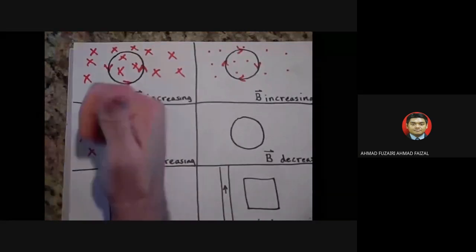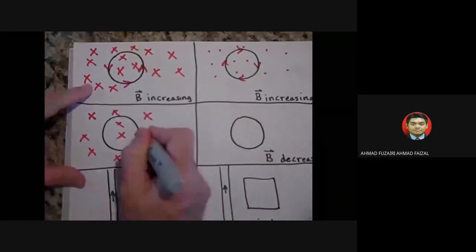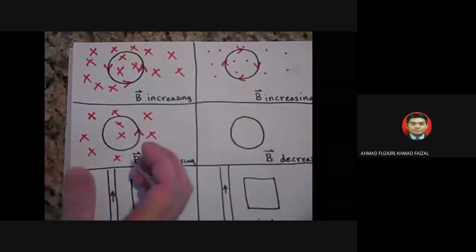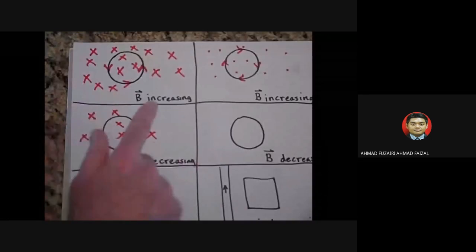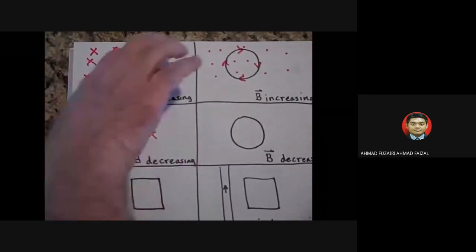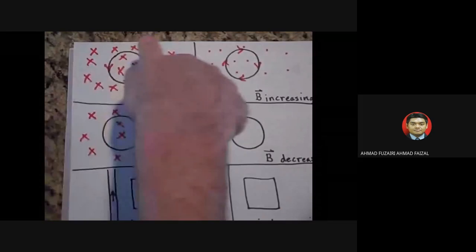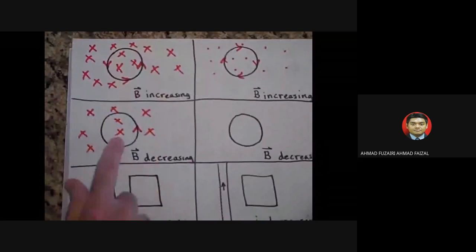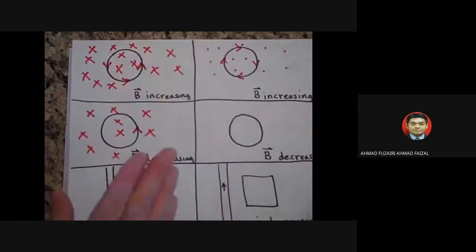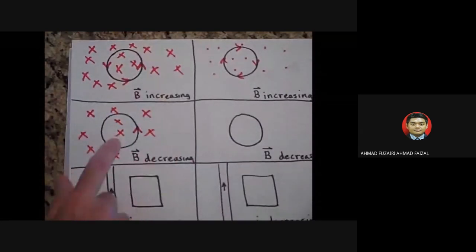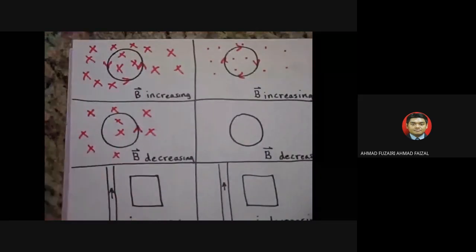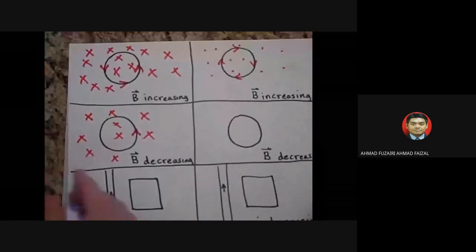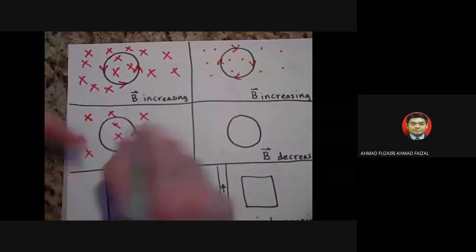Oh, I must have got that wrong. If it's to make dots, did I get this one wrong? The B is increasing, so it's going to try, oh, I'm sorry, B is decreasing here. So B is decreasing, and I was going to mess you up there. Because B is decreasing, these X's are decreasing, it's going to try and make its own X's this time. So to make its own X's, it's going to go the other way. My apologies.